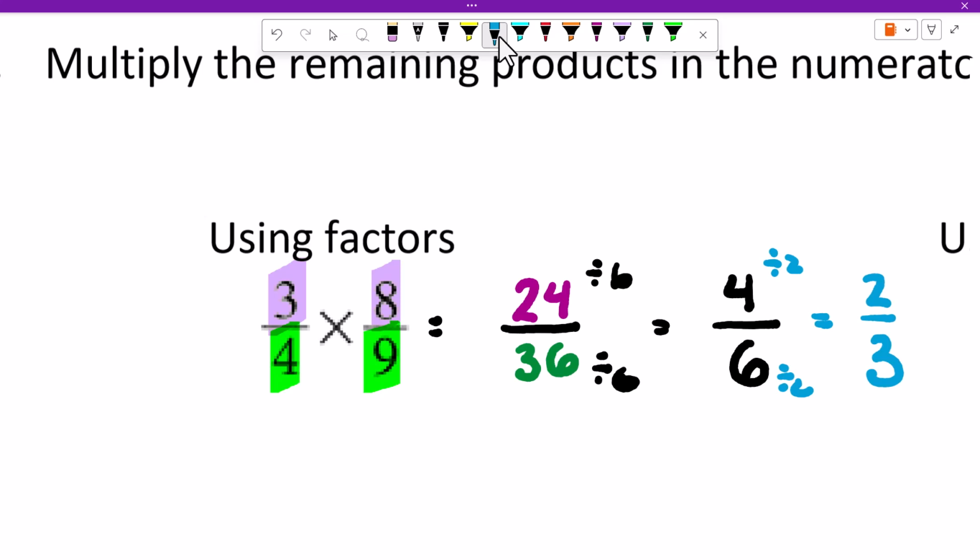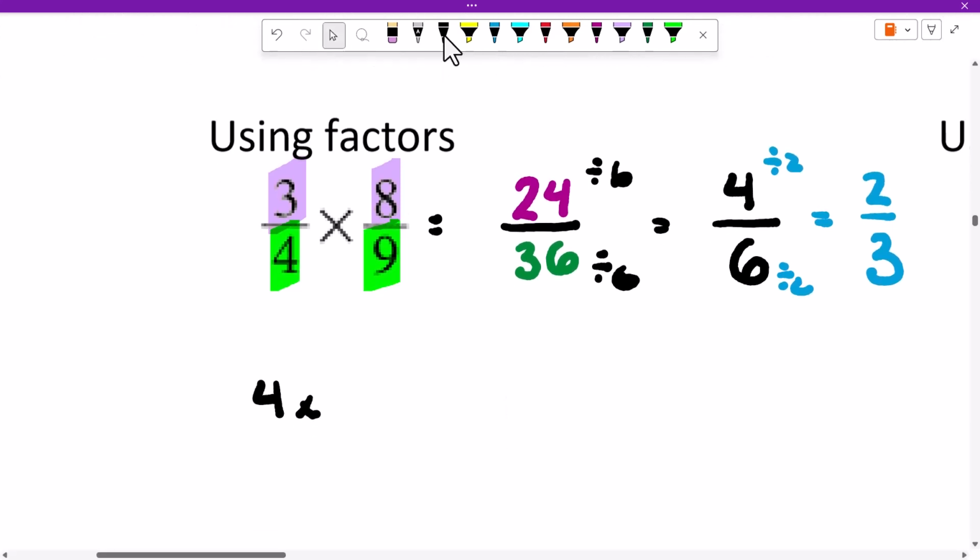Now, there were some tricky questions last day, right? And it had questions like, let's see, 4 times 3 over 2, where one of the numbers didn't have a numerator and a denominator. And I said, hey, that 4 actually does have a denominator. It's an invisible 1, because 4 is the same thing as saying 4 out of 1. So if it helps, you can draw the little 1.